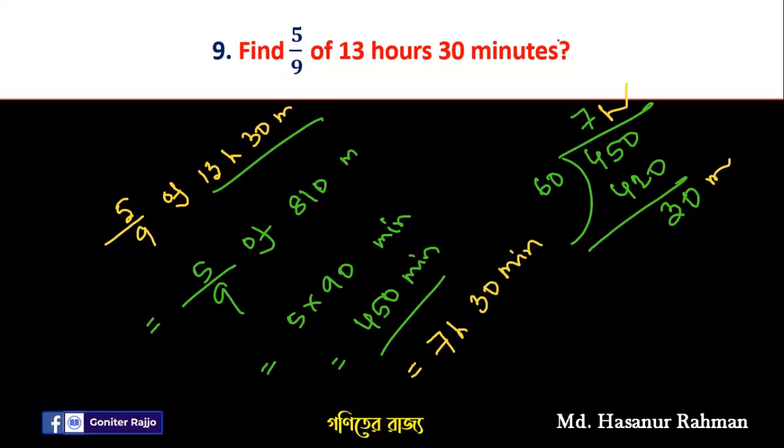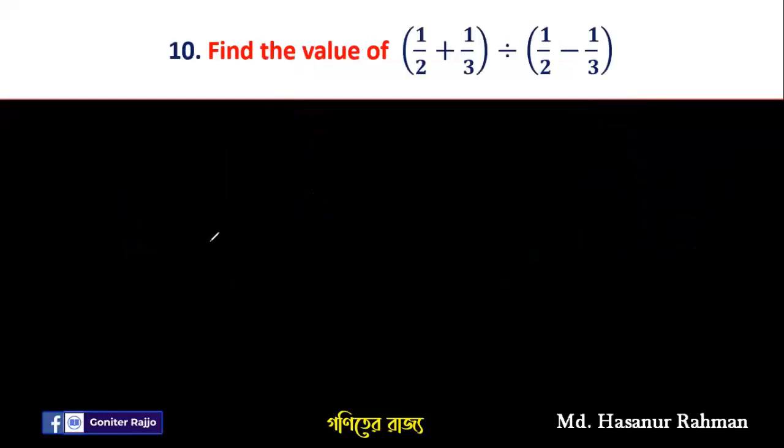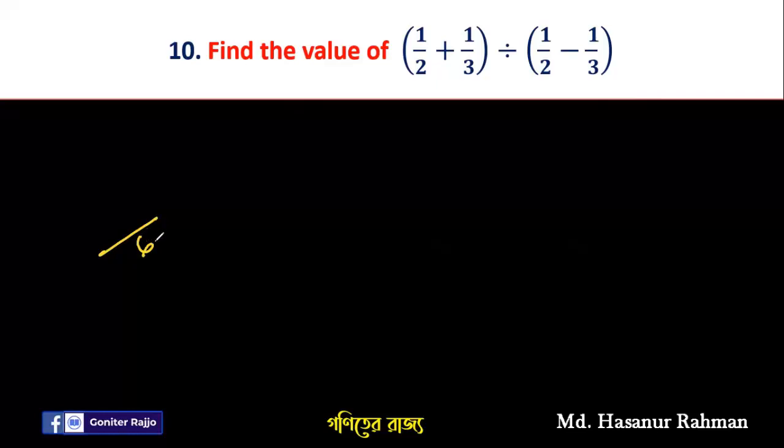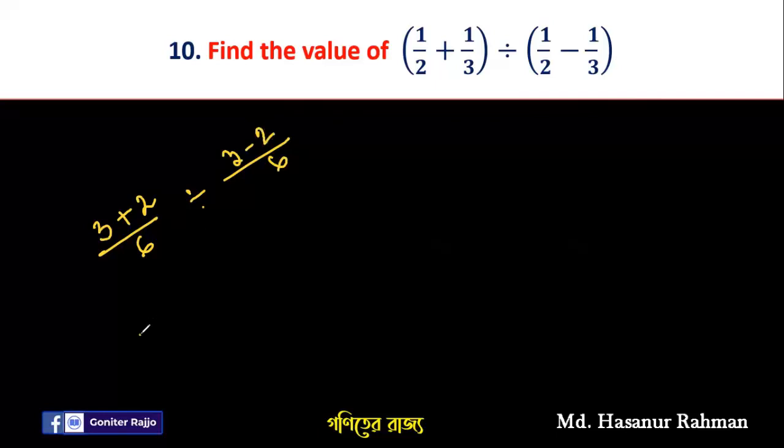Now, number 10. Number 10 says, find the value of 1 by 2 plus 1 by 3 divided by 1 by 2 minus 1 by 3. So at first, we have to do the addition. So 1 by 2 plus 1 by 3. LCM will be 6. So 6 divided by 2, that will be 3, plus 6 divided by 3, that will be 2. Divided by LCM of 2 and 3 will be 6. 6 divided by 2, that will be 3, minus 6 divided by 3, that will be 2. So 3 plus 2, that means 5 by 6, divided by 1 by 6.